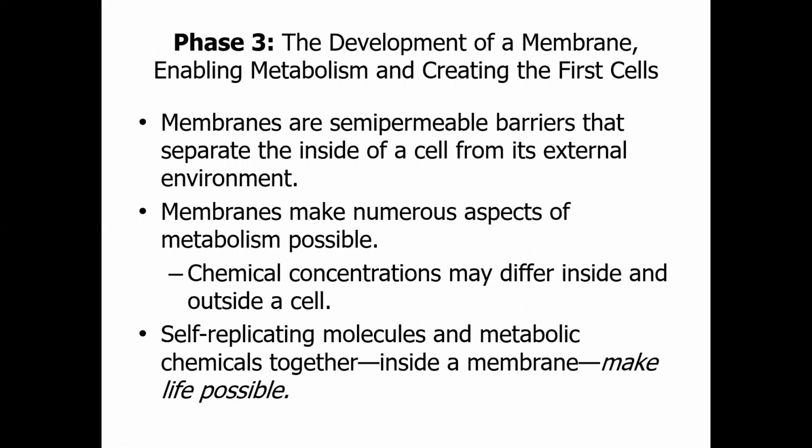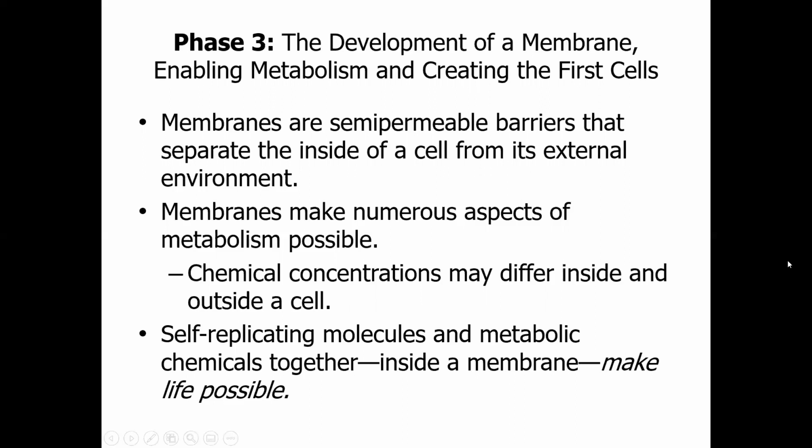Phase 3 is all about the development of a membrane, which allows the cells, quote unquote, to have metabolism. As we talked about in the first unit, a membrane is a semi-permeable barrier that separates the inside of a cell from the outside of the cell. Semi-permeable means that it only allows certain things into the cell and certain things out of the cell. So it's sort of like a gatekeeper. And by having this semi-permeable property, we're able to make metabolism happen because we can allow certain chemicals to come into the cell and certain chemicals to come out of the cell to ultimately catalyze reactions.